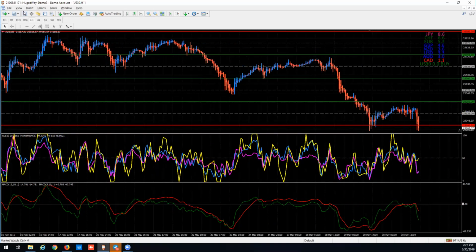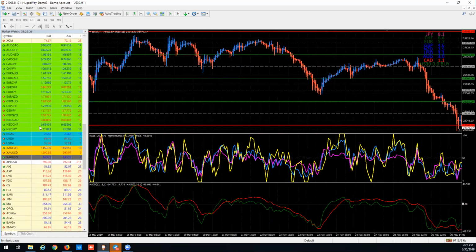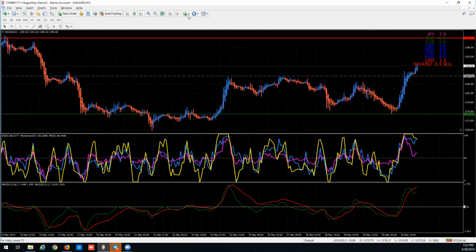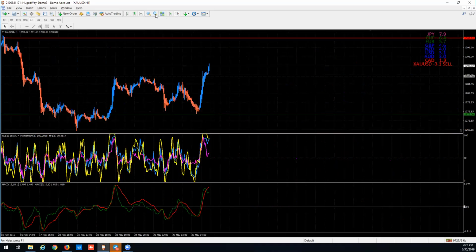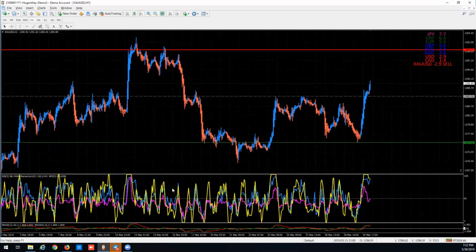Let's pull up a pair. What's a pair that you guys trade? Or gold, right? You guys like gold, huh? Gold, gold, gold. So let's take a look at gold. Shrink this, shrink that.